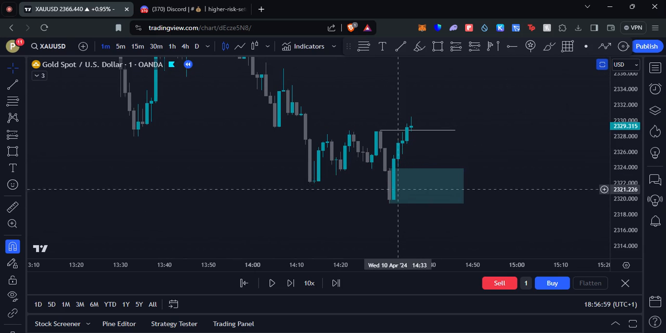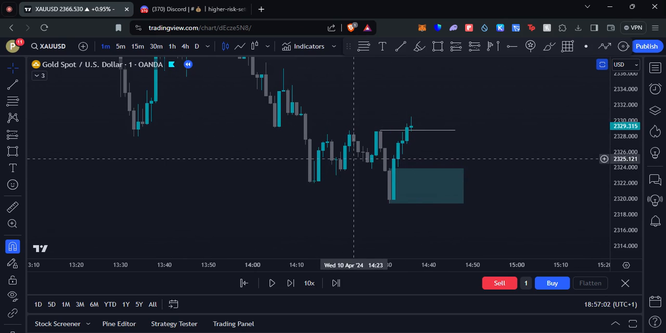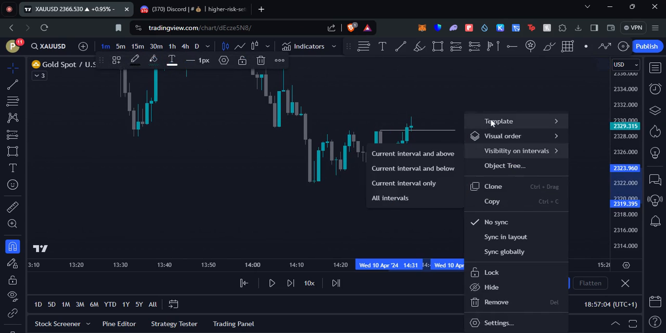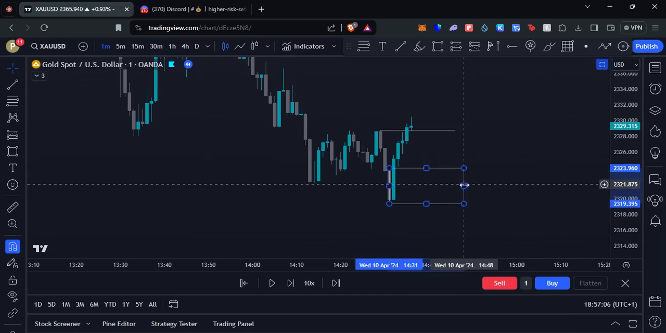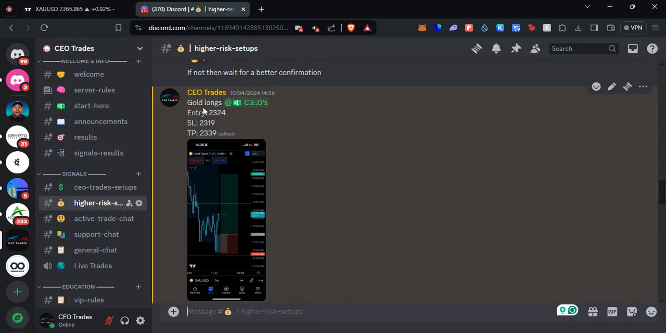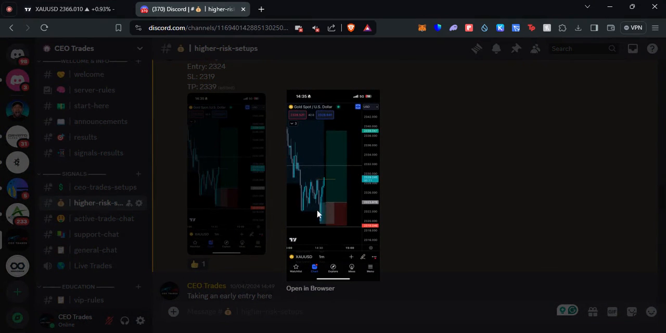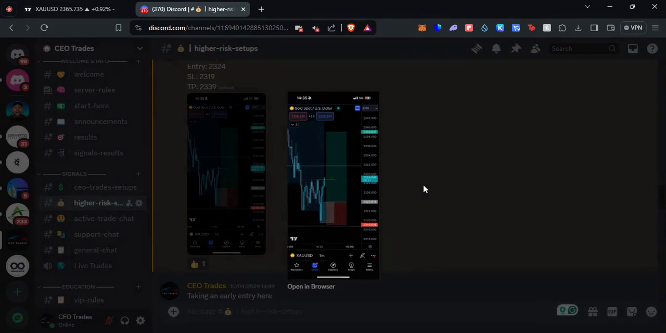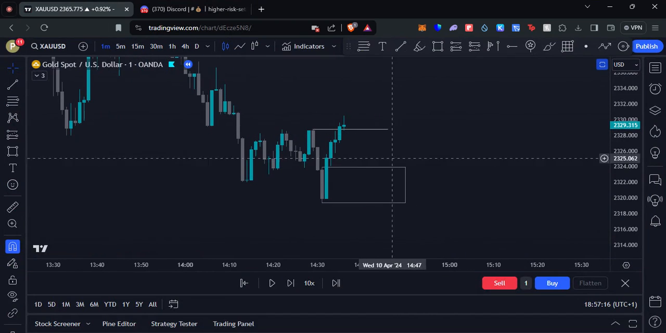Now, because this area is the one that broke structure and took the liquidity, I had high hopes that price would return back to this area to give us our entry, which is why I sent it right here, gold longs, and we were entering off of this order block right here. Now, that is how I had it identified.